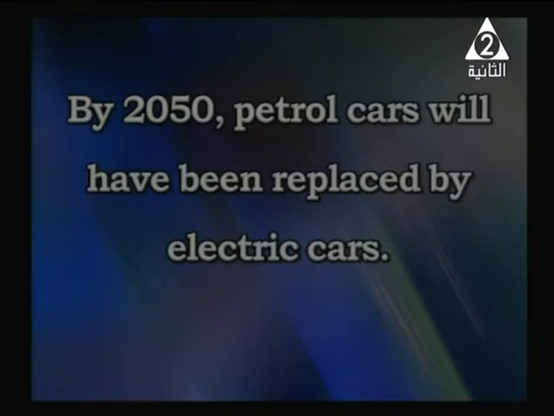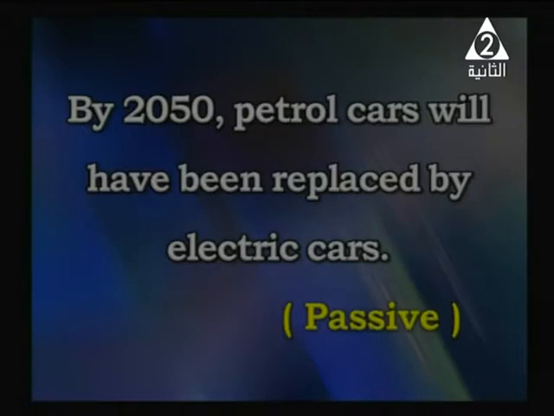By 2050, petrol cars will have been replaced by electric cars. All we do is keep will have and the past participle unchanged. We just put been between will have and my verb, and this way I've changed it from active to passive. The meaning changed and the form changed too, and naturally the subject and object swap: the object will replace the subject, like what Ms. Germain has just explained. That's passive.